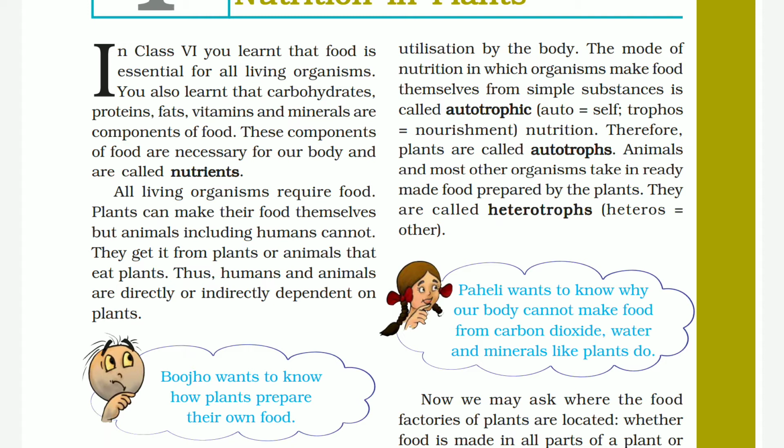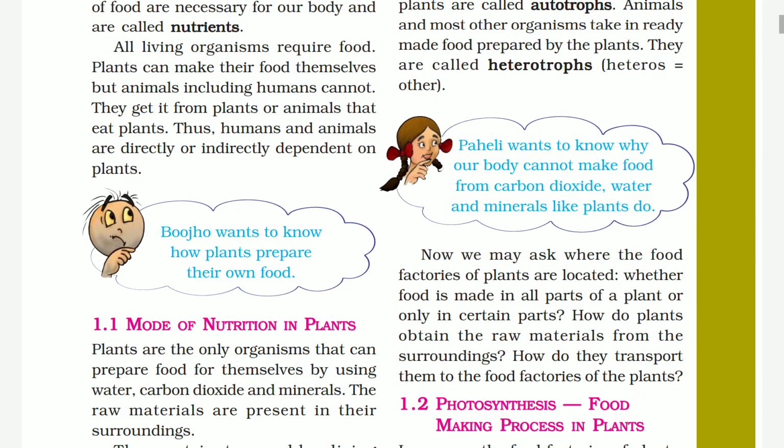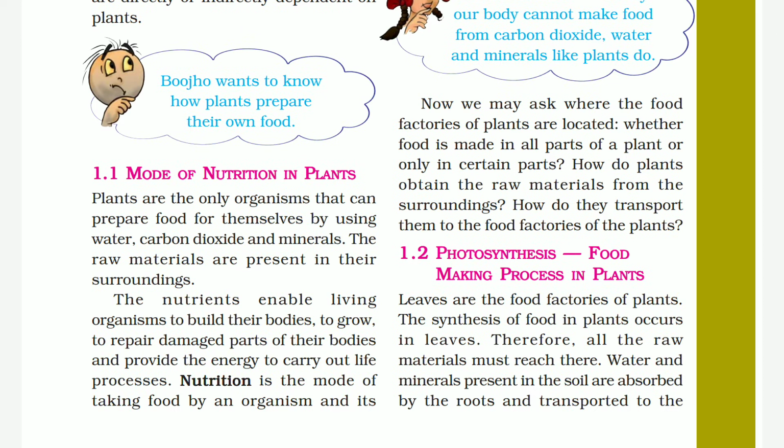And plants can make their own food. All the animals and humans depend on the plants for their food. So the first part is 1.1, mode of nutrition in plants. By the type of nutrition, you can divide living things into two different groups.